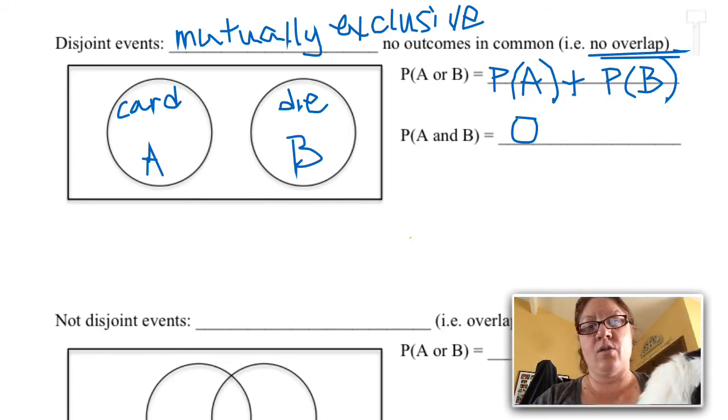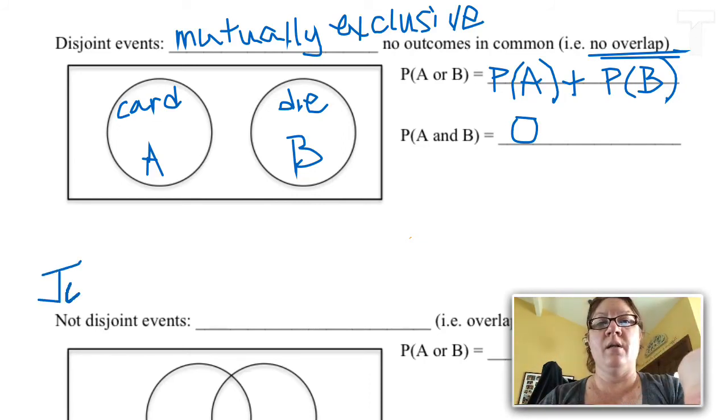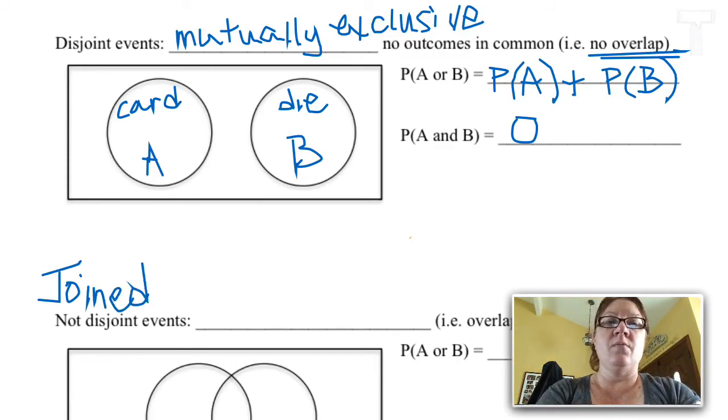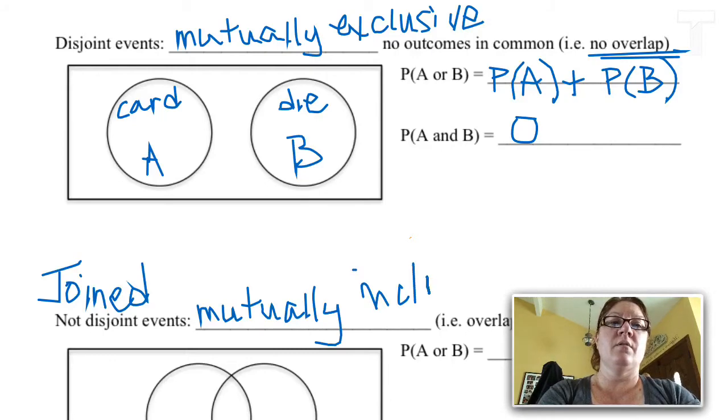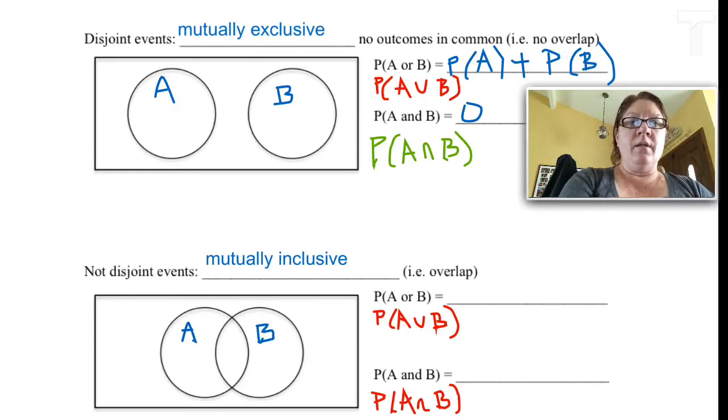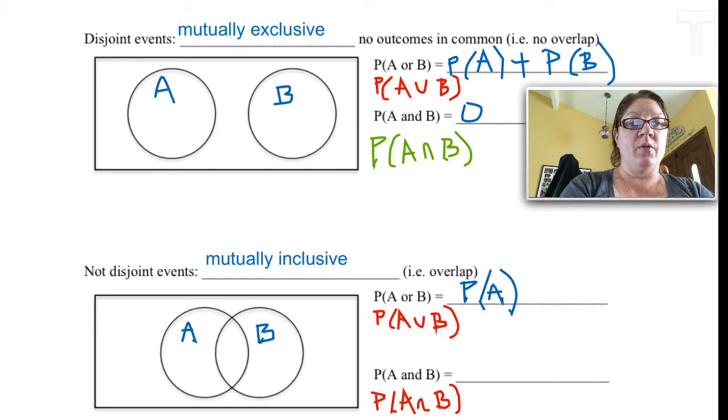Now let's look at not disjoint. In other words, they're joined or joint. And these ones are mutually inclusive. So they have overlap. So on the mutually inclusive, now my probability of A or B. So if you remember back to Algebra 2, where you probably learned that OR meant to add and AND meant to multiply, pretty similar here. So on the OR I'm adding, but here's the catch.